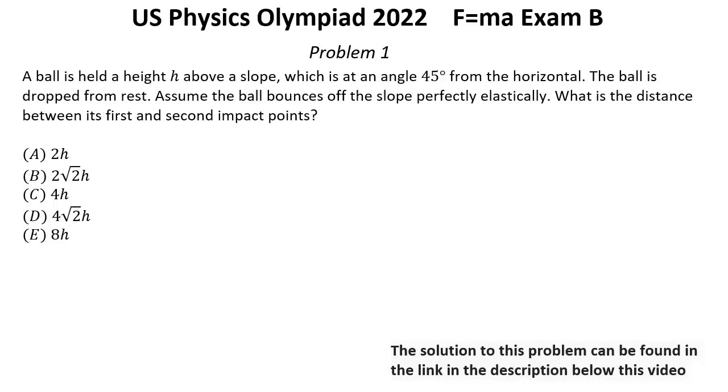US Physics Olympiad, year 2022. F equals MA, first round. Exam B. This year the Olympiad was split into two exams, A and B, and all students could participate in any of these exams. As usual, 75 minutes were given for 25 problems.